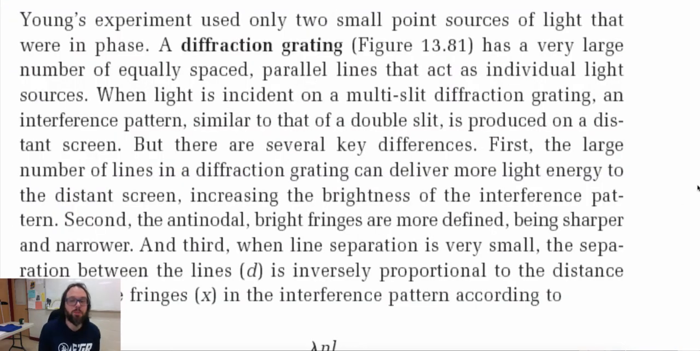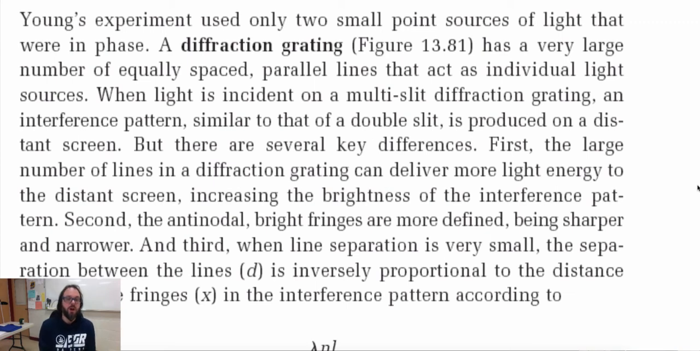Now, Young's experiment only used 2 small point sources. Remember, from Huygens, we said each wave will have many point sources. And then as soon as we make 2 tiny slits, those become new point sources of the light, and those waves interact with each other to give us an interference pattern. A diffraction grating has a very large number of equally spaced parallel lines that act as individual light sources.